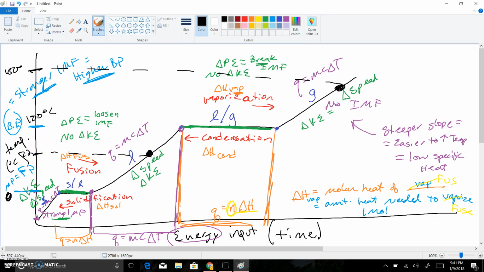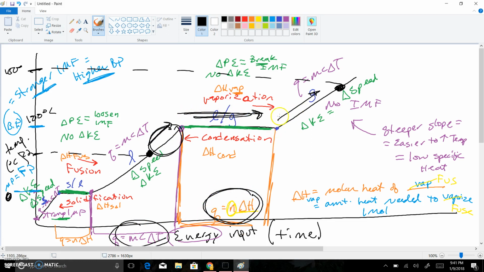So if you want to figure out how much heat that would take, you have to go up, you have to go over, and you have to go up again. So you've got to do 3 equations and add them up. Here's the slanty part: you're going to do Q equals mC delta T there. Here's the flat part: you're going to do Q equals n delta H. Here's the slanty part: Q equals mC delta T. And then you add up your numbers for all of these.